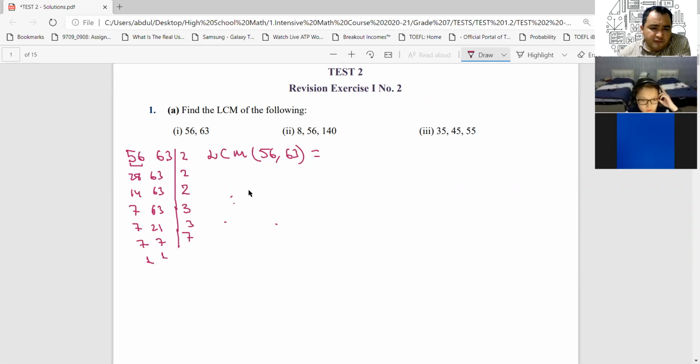So here, what is the common factor? 2 times 2 times 2, that is 8, times 3 times 3, it is 9, times 7 here, right? So 8 times 9, it is 72, times 7. So the least common multiple of these two numbers is, what is it? 504. Let me just do one more question. This 2 and this 3, you'll do it yourself, okay?